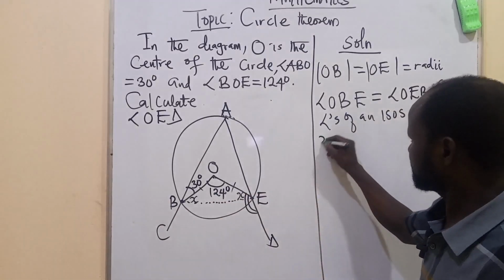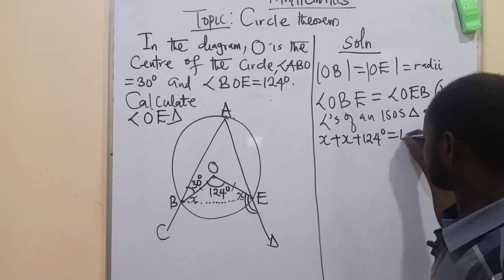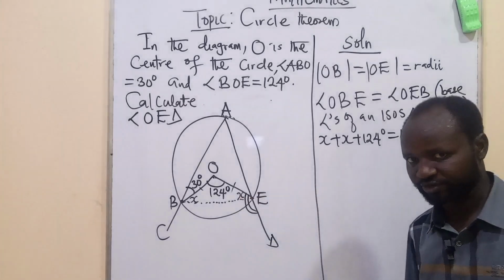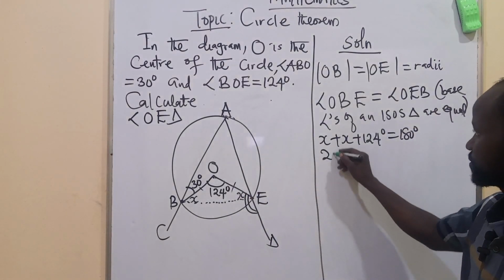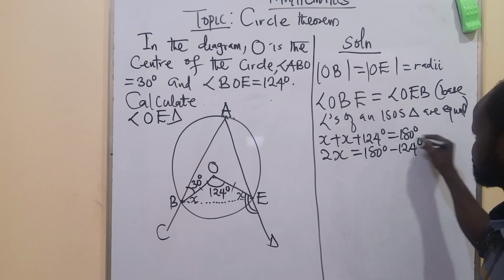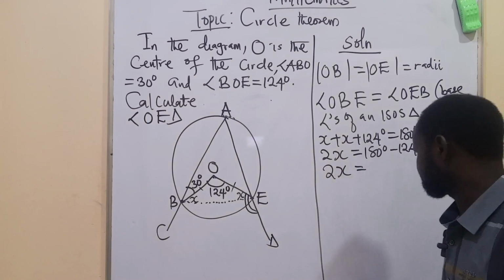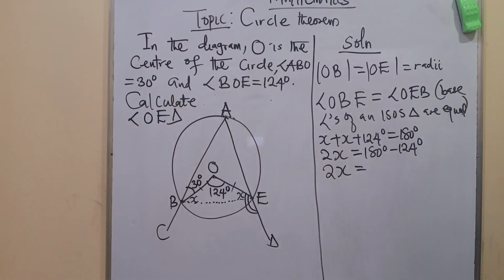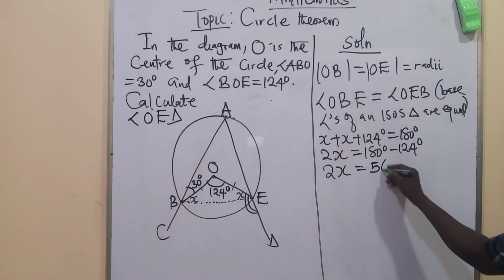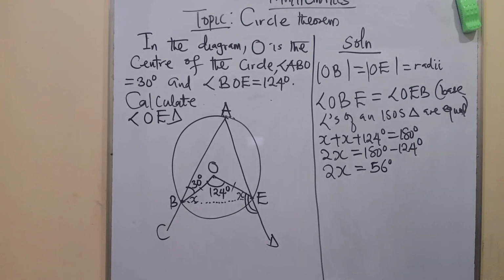This is a triangle. x plus x plus 124 degrees equals 180 degrees, sum of angles in a triangle. So 2x will be equal to 180 degrees minus 124 degrees. Of course, that will be 56 degrees, because if you add this 70, this will be 180. That will be 56 degrees.